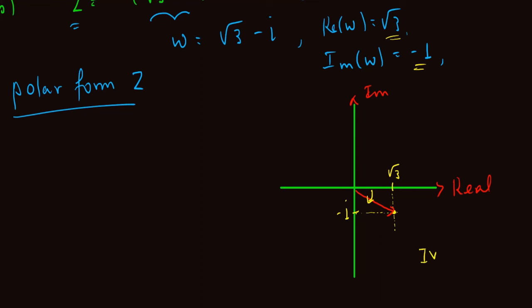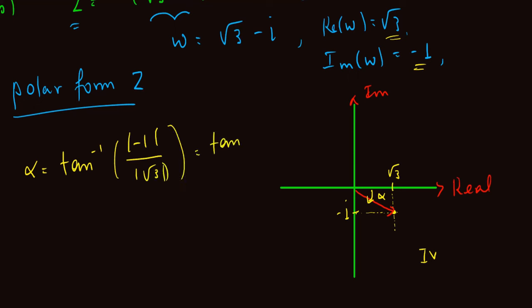So the first step is to find alpha. Alpha is equal to tan inverse of the absolute value of y, which is minus 1 in absolute value, divided by the absolute value of square root of 3. So this will be tan inverse of 1 over square root of 3.